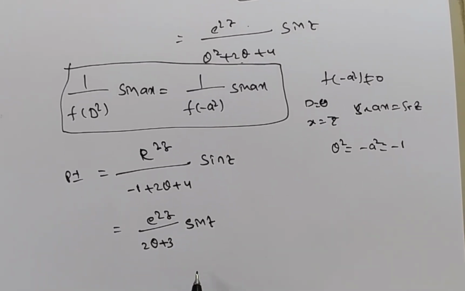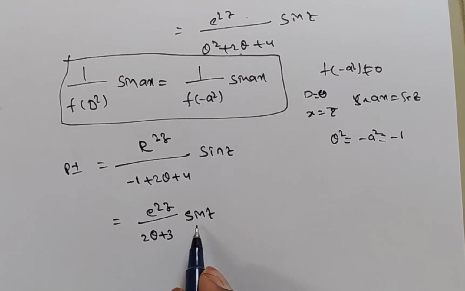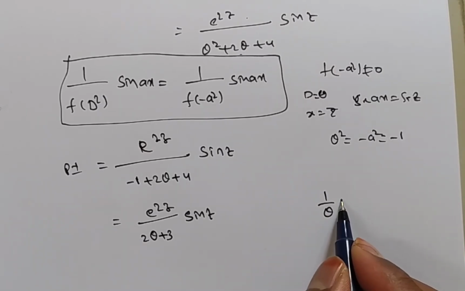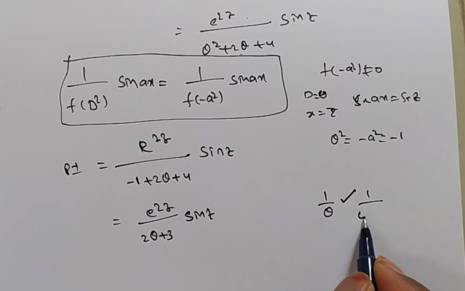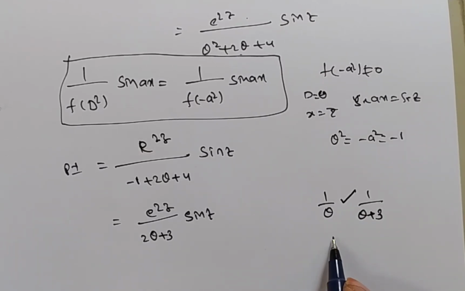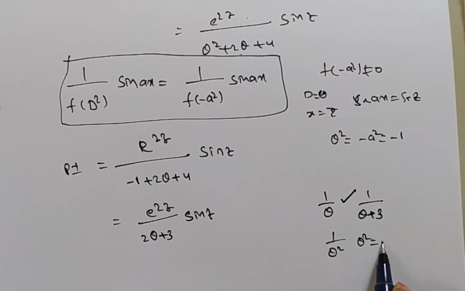Now you observe, whenever the sine function is there, f of theta, or f of D, should be containing a D square term. But if a D square term is not there, then we have to go for rationalization. Friends, if suppose 1 by D is there, then you can do the integration directly. But 1 by D plus 3 is there, and 1 by D square is there. Whenever D square is there, then we can replace D square by minus a square.